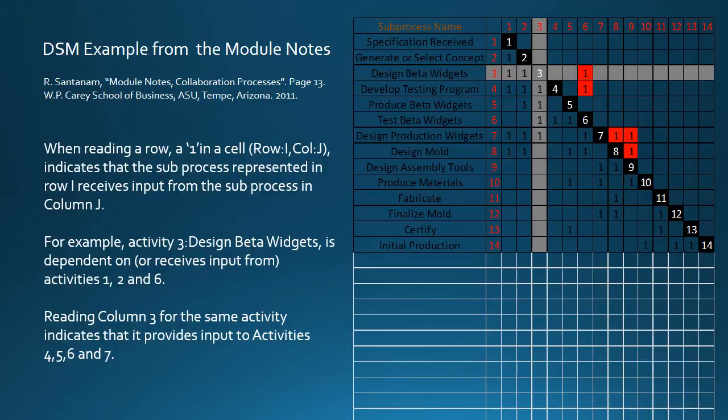Reading column 3, for the same activity, you'll see that the design beta widgets process provides inputs for activities that go on after 3 is completed, and that would be for 4, 5, 6, and 7. So this shows interdependency, it shows sequence, and the importance of which. Something that you would want to do with these tools is try to have as little iteration as possible. You're always going to need feedback, but the idea is to not go backward as much. That adds time and adds money.